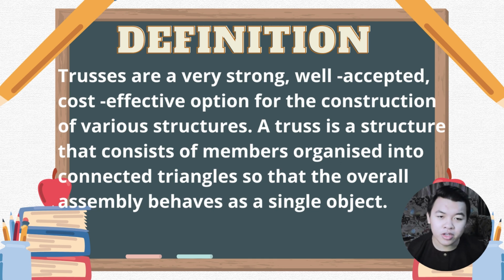The definition for a truss system is trusses are very strong, well accepted, cost-effective options for the construction of various structures. A truss is a structure that consists of members organized into connected triangles so that the overall assembly behaves as a single object.